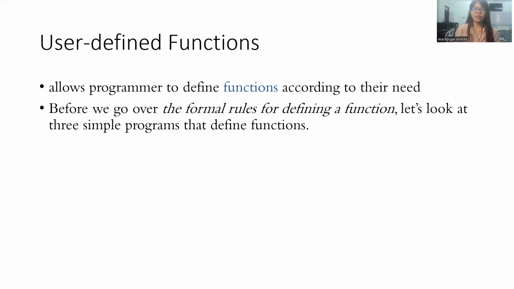Before we go over the formal rules for defining a function, let's look at three simple programs first that define a function. First, I have a question. Why do you have to define your own functions? Because in C, not all functions that you need are provided. That's why you have to write them on your own.